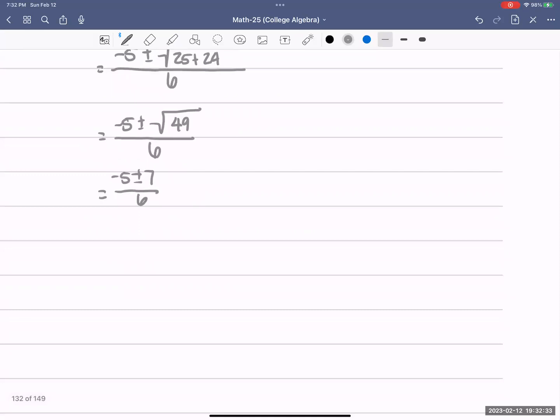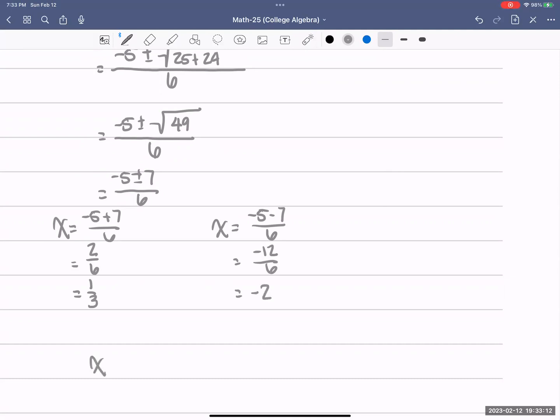So we end up with two solutions here. x is equal to negative 5 plus 7 over 6, and also x is equal to negative 5 minus 7 over 6. This one is negative 5 plus 7, which is 2. 2 over 6 is equal to 1 over 3. Over here, negative 5 minus 7 is negative 12 over 6, giving us negative 2. So we have those two solutions: x is equal to 1/3 and also negative 2.